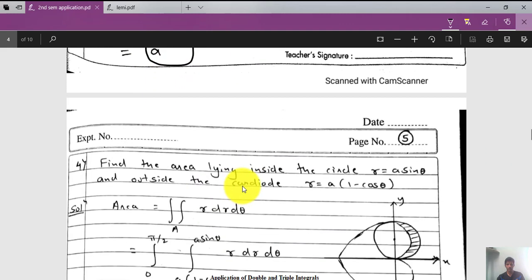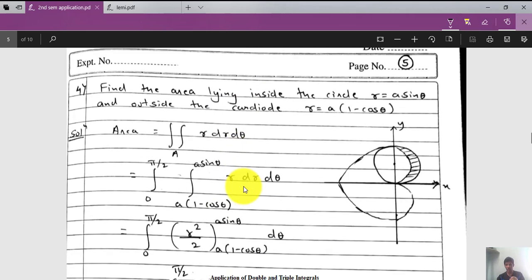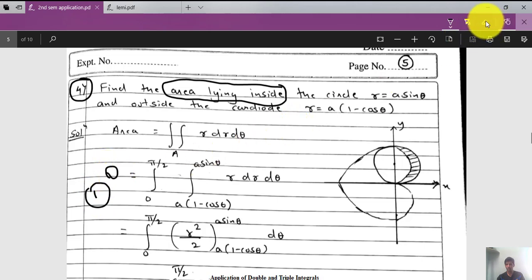Okay, now let me take question number 4: find the area lying inside. The first thing is, you should always have the habit of reading the question properly. I need to find the area lying inside. Inside what? Inside the circle. So this is my circle, this is inside and this is outside. This is how you analyze things.